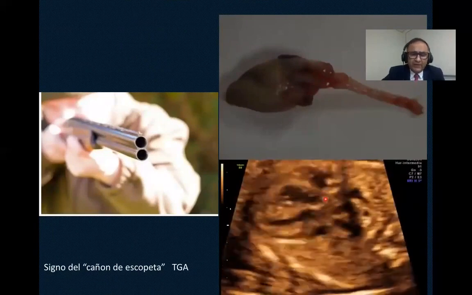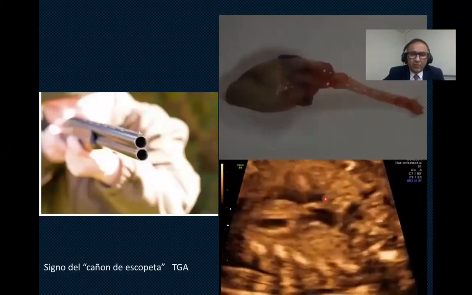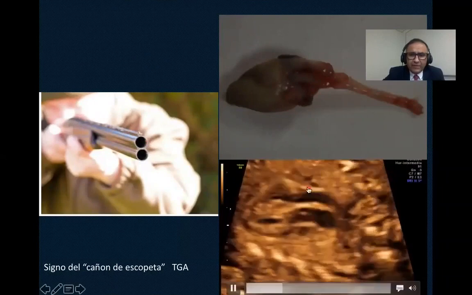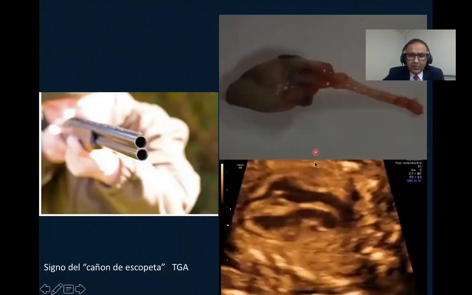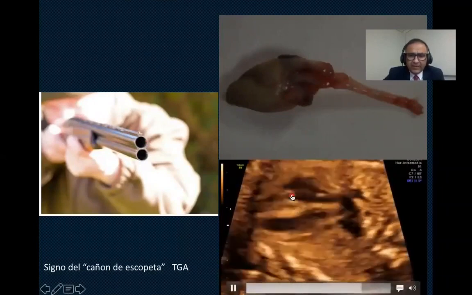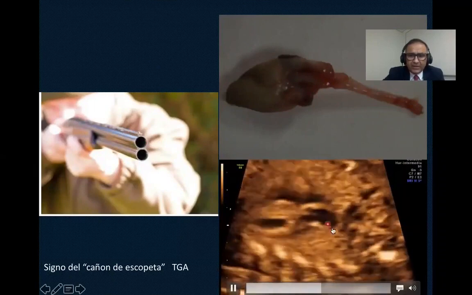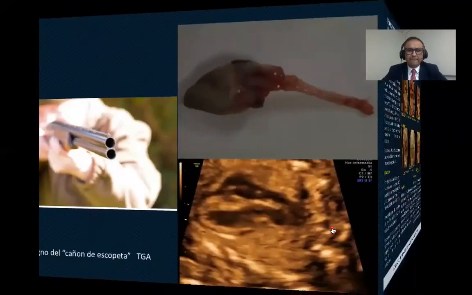So we have the shotgun barrel sign, where 2 vessels are seen in parallel side by side, the anterior aorta and the posterior pulmonary artery, PA. Here we see that the aorta emerges from the anterior ventricle and the PA emerges from the posterior ventricle.